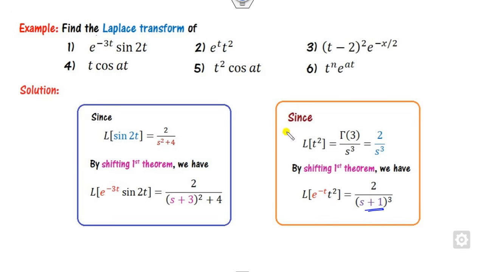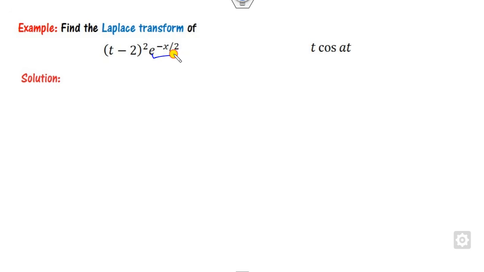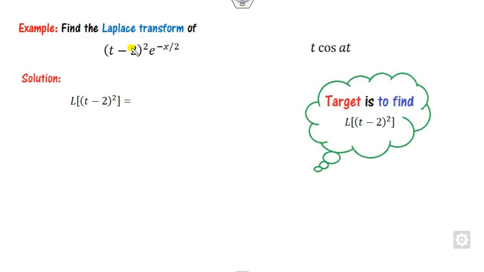Sorry, if it is a minus here, then it is a minus, then it's s plus 1. How can you do this one? Since again the exponential part is present, how can you solve them? Firstly we have to find the Laplace transformation of this. How can you solve them?